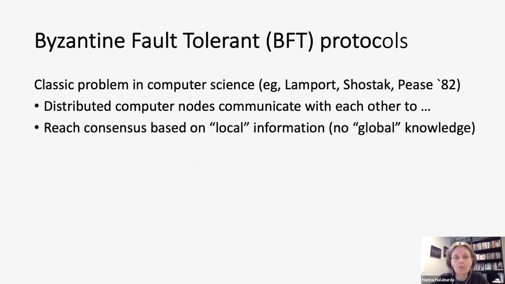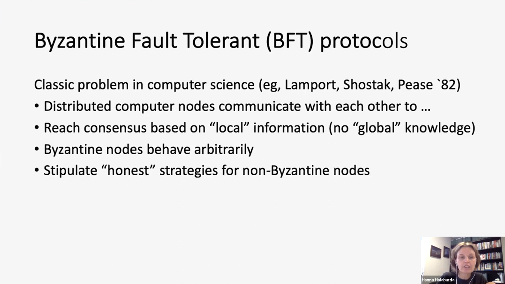We start with the traditional Byzantine fault-tolerant protocol that goes back to the 80s, where distributed computer nodes communicate with each other in order to reach consensus, but they only decide whether to update their local databases or their local ledger based on local information. They don't really know what other nodes are seeing, but they need to make sure that they all update in the same way, because this is what consensus is. They need to do it in the presence of Byzantine nodes that may behave arbitrarily. They may be sending messages or not sending messages. They may or may not deviate from the protocol.